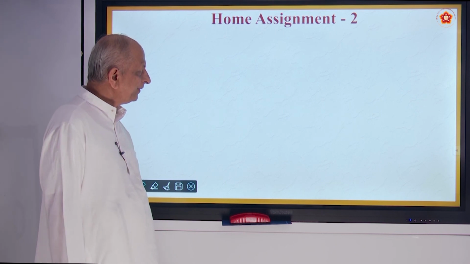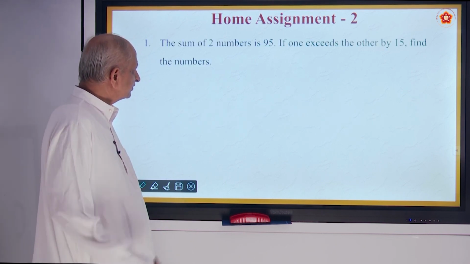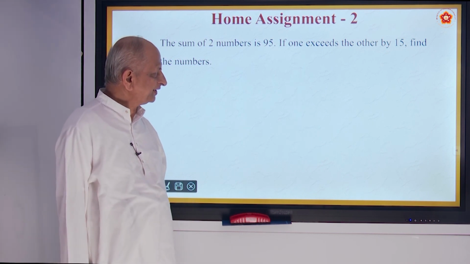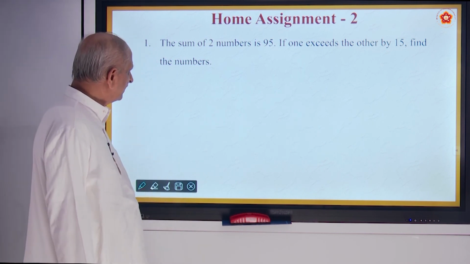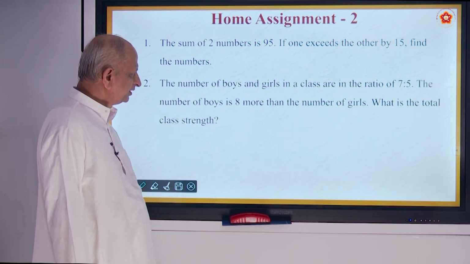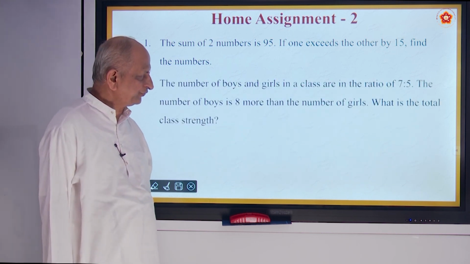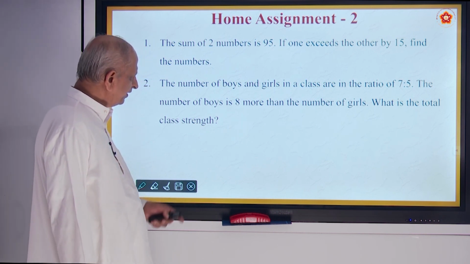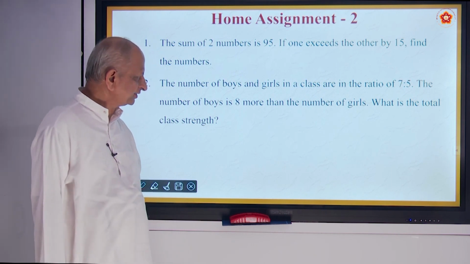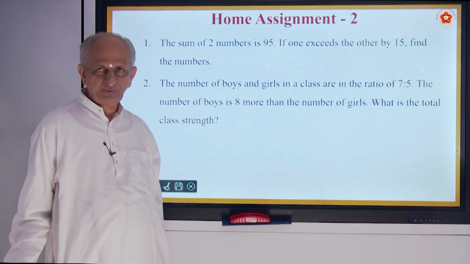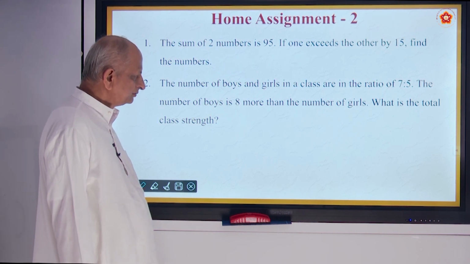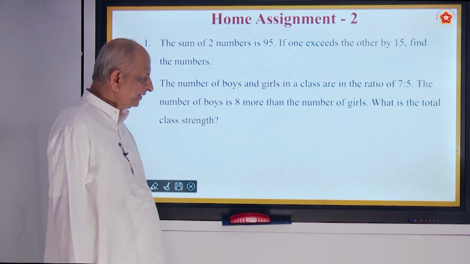Now, we will see some home assignments. The sum of two numbers is 95. If one exceeds the other by 15, find the numbers. The number of boys and girls in a class are in the ratio of 7:5. The number of boys is 8 more than the number of girls. What is the total class strength? Just now we have done the same type of problem, so these are two simple problems for home assignment.